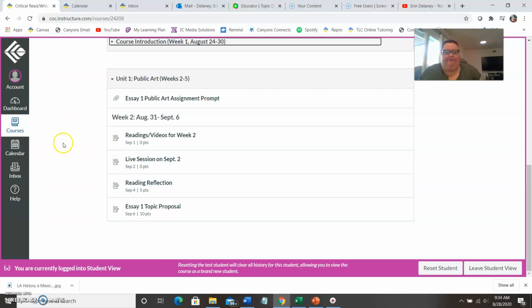They'll be all organized together. And what we have going on for week 1 is you'll be taking a look at the first essay assignment prompt. You'll have some readings due. We'll be meeting together on Wednesday, September 2nd. And you'll have a reading reflection due and a topic proposal to get you going on the first essay. So let's take a closer look.